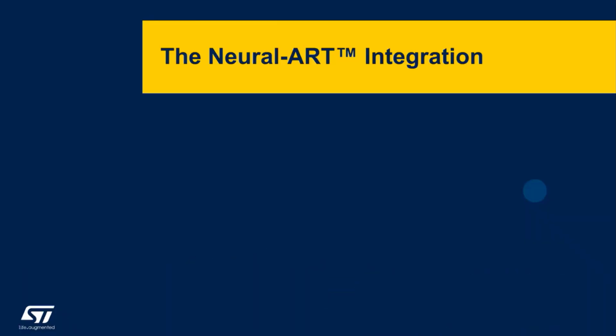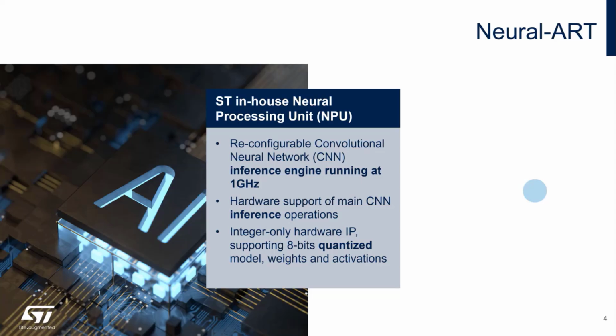So how does the Neural-ART fit? What is it first, and how does it fit into the STM32N6 architecture? So what is the Neural-ART? It's an ST in-house neural processing unit. It's a reconfigurable convolutional neural network inference engine, and it runs at 1 GHz.